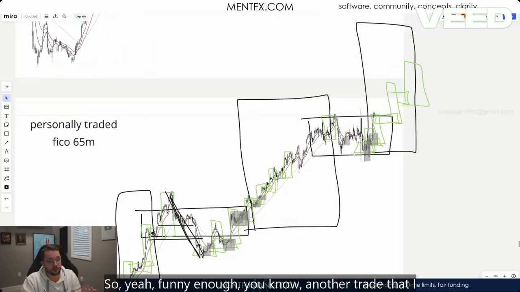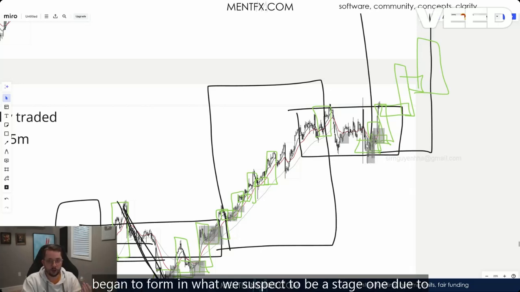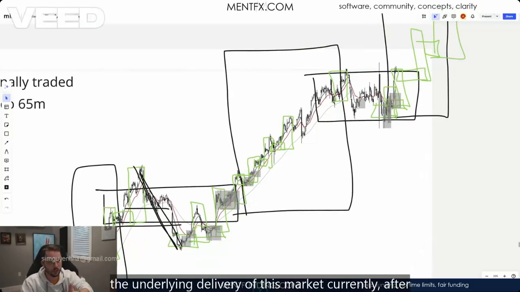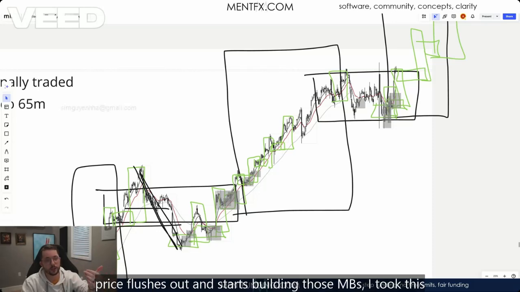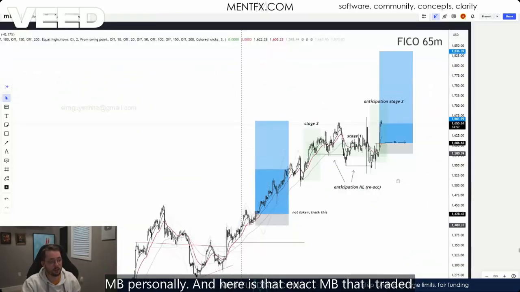So yeah, funny enough, another trade that I personally took was off of that larger flush out that started coming down. In this case, the flush out took a little bit of time. And then from there, as the MBs began to form in what we suspect to be a stage one, due to the underlying delivery of this market currently, after price flushes out and starts building those MBs, I took this MB personally, and here is that exact MB that I traded.